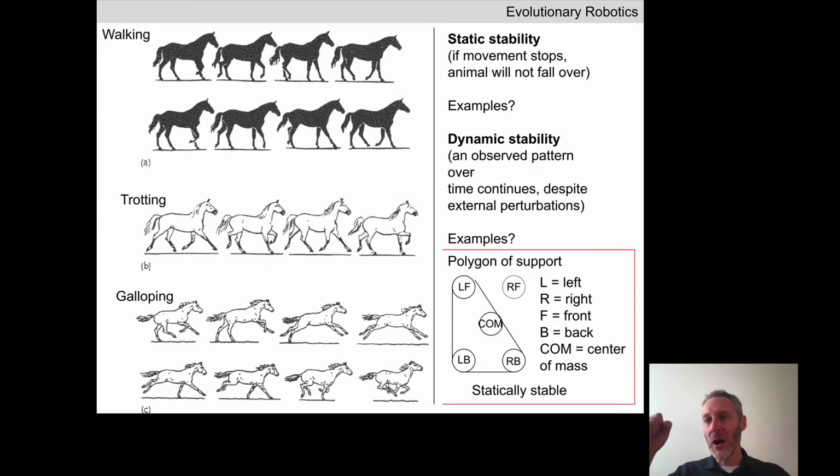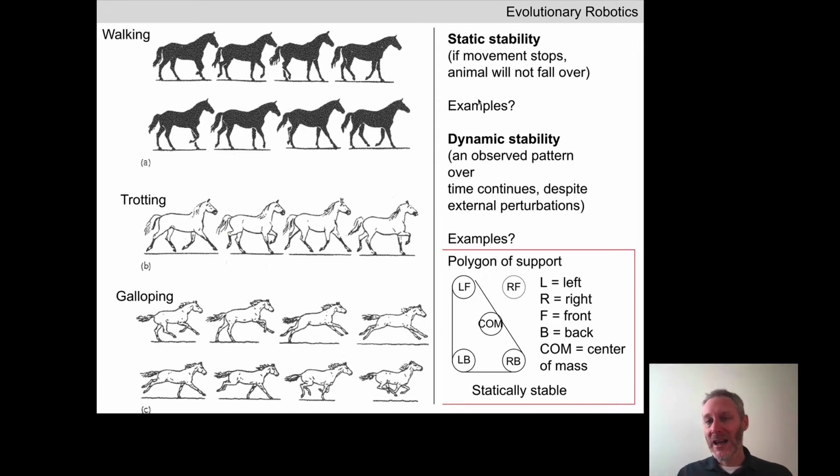If you're on one foot during walking, you're not always necessarily statically stable. Sometimes yes, sometimes no. Obviously, you can shift your center of mass so you're over your stance foot, the foot that's on the ground, and now you'll be statically stable. But if your center of mass is away from your foot horizontally, you're going to fall over.